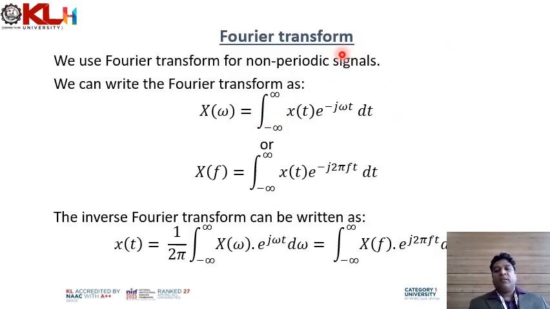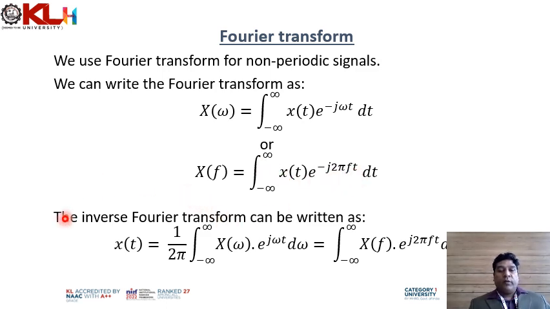Now we are going to see what is a Fourier transform, what is its equations. This Fourier transform is useful for the non-periodic signals, and we can write the Fourier transform using the equation X of omega is the integral x of t into e power minus j omega t dt. This is the Fourier transform using the angular frequency omega, capital X of omega. The same thing we can also write as capital X of f. This is the Fourier transform using the frequency variable f, which will be the integral x of t e power minus j 2 pi f t dt.